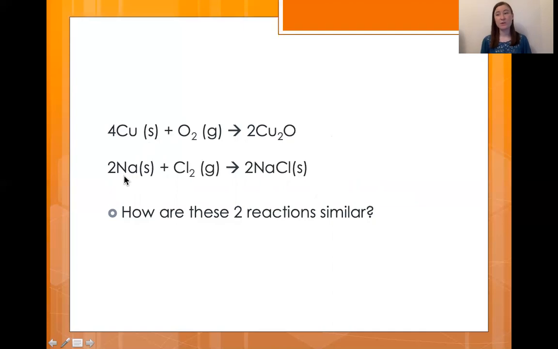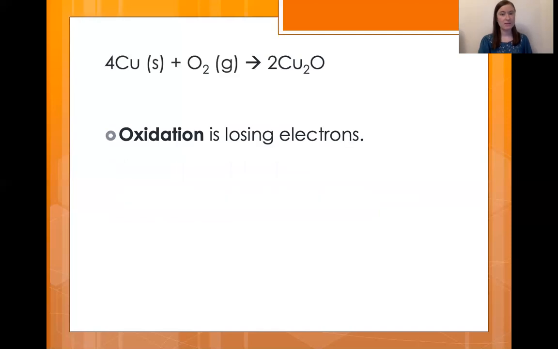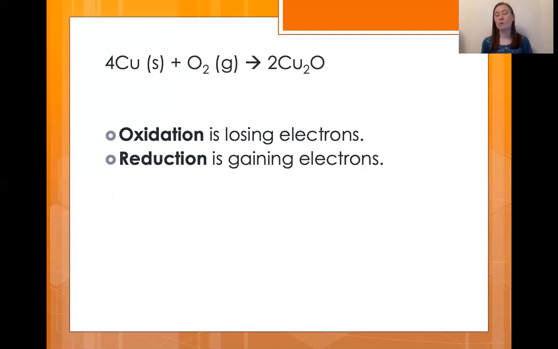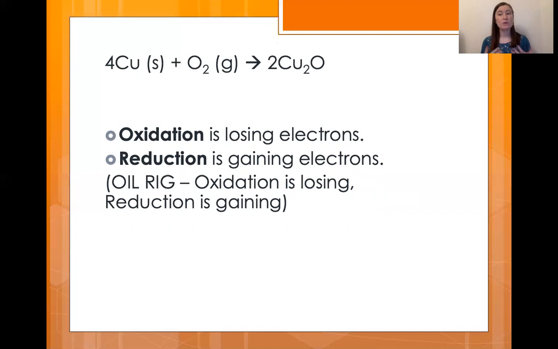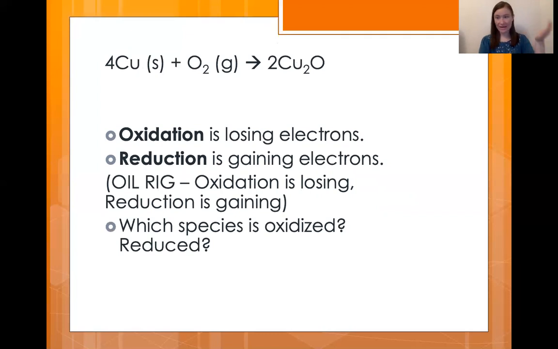So both the copper and the sodium are essentially doing the same thing in these two reactions, and we refer to it with the same word. So oxidation is losing electrons. We also have a word for gaining electrons, which is called reduction. So in this chemical reaction, the copper is being oxidized, it's losing its electrons, and the oxygen is being reduced, it's gaining electrons. You can remember that with this acronym OIL RIG, which stands for oxidation is losing, reduction is gaining. So in this reaction, copper is being oxidized and oxygen is being reduced.